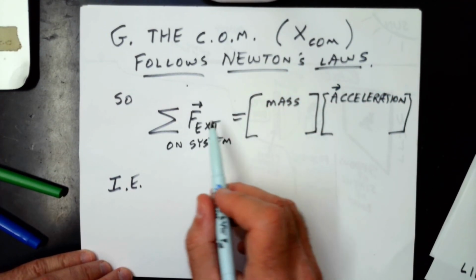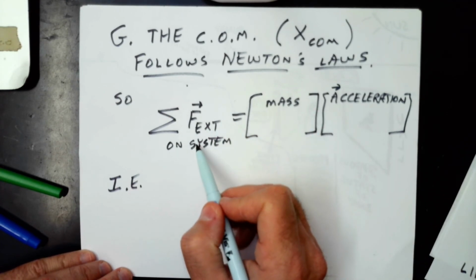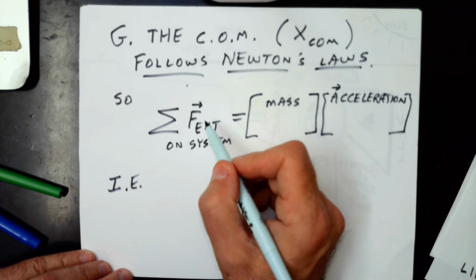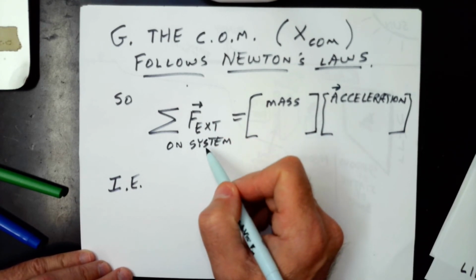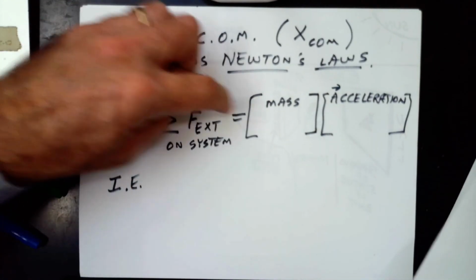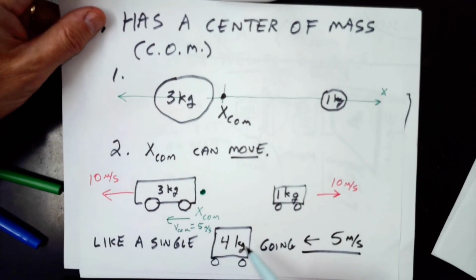So look at, this is our familiar second law, F equals ma. Or the total external force equals mass times acceleration. Well, here the total external force means external to the system. That part's easy and pretty obvious. What would the mass be? For example, if you're going to use F equals ma for an entire system, what would you use as the mass for this system? Well, of course, you'd use 4.